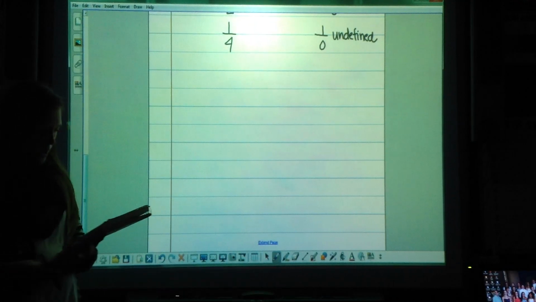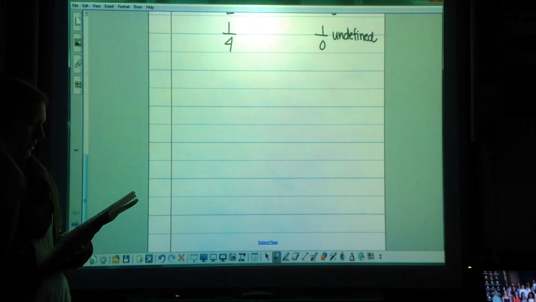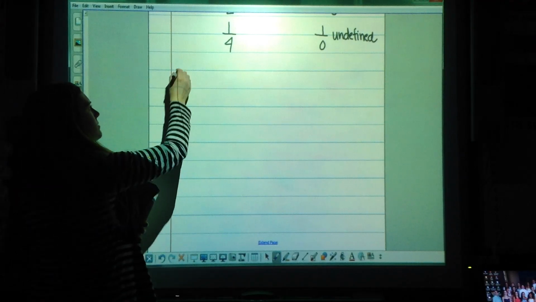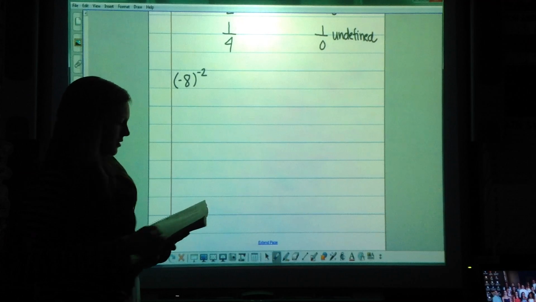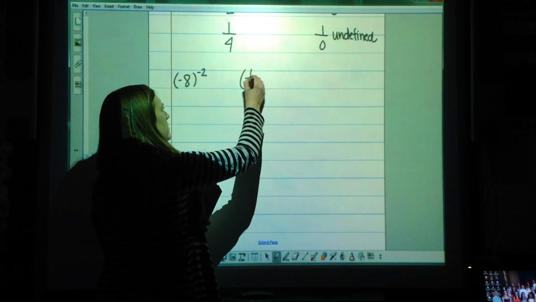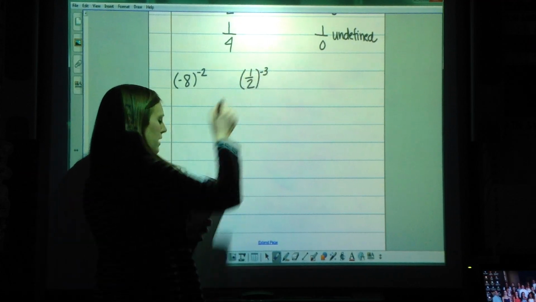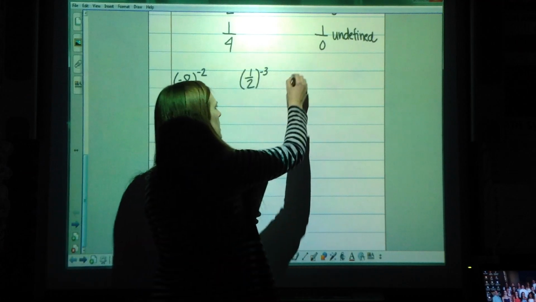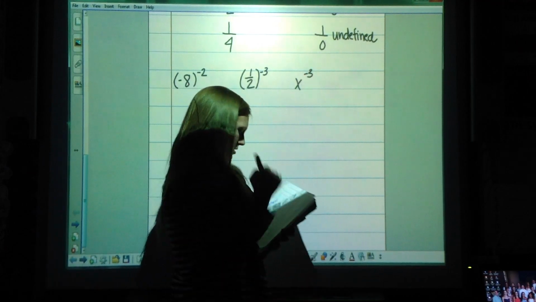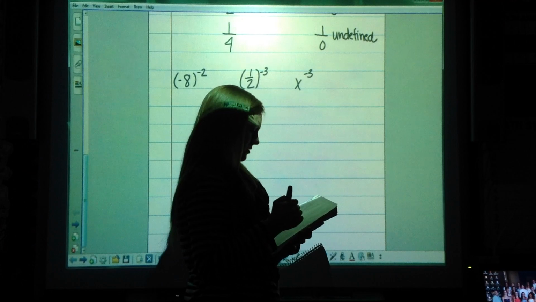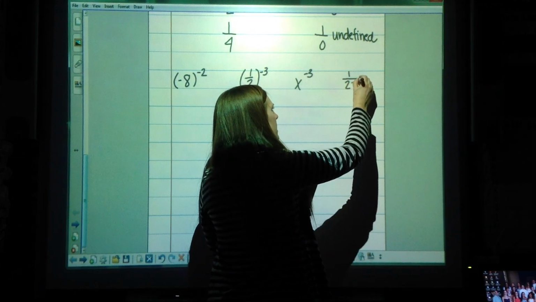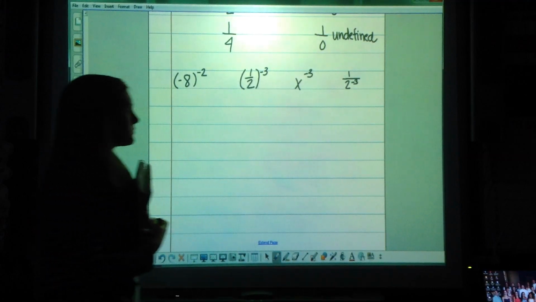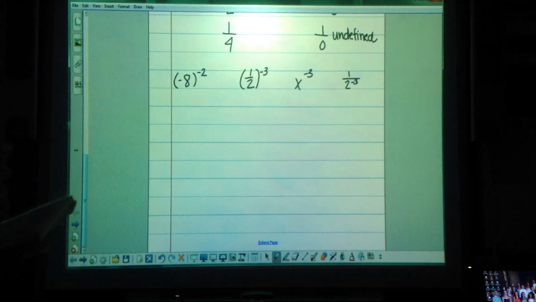Okay. I have 4 for you to try. I would like you to try -8 to the negative second power, 1/2 to the negative third power, x to the negative third, and 1 over 2 to the negative third power. Push pause and try those now.